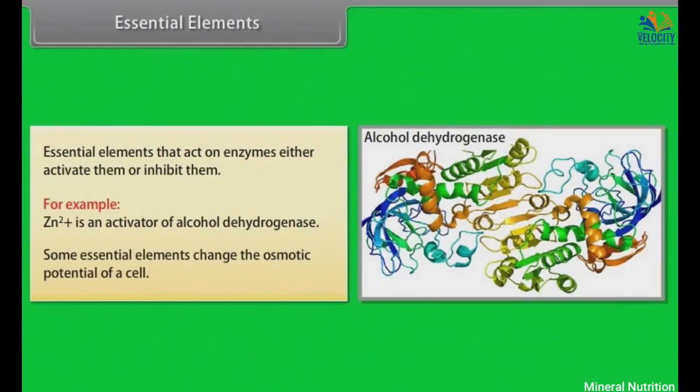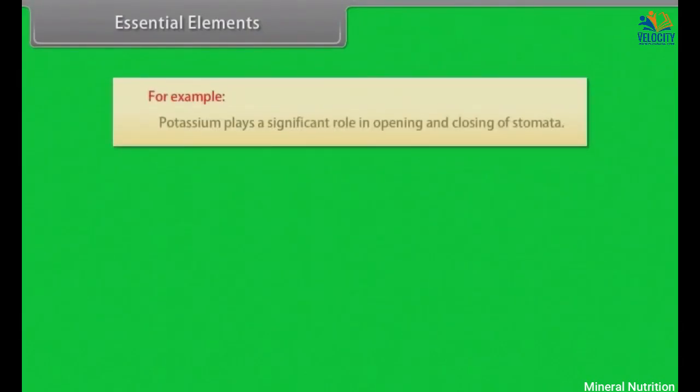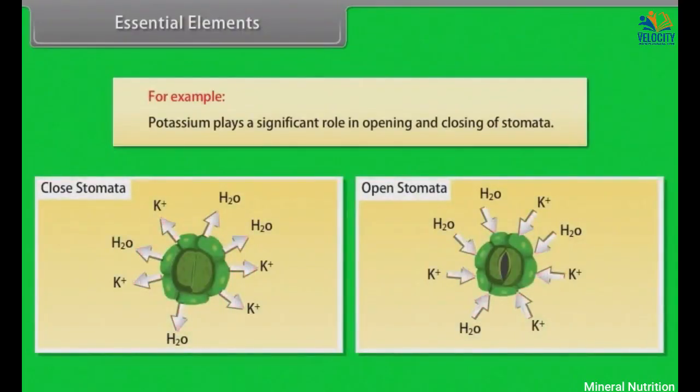Some essential elements change the osmotic potential of a cell. For example, potassium plays a significant role in opening and closing of stomata.